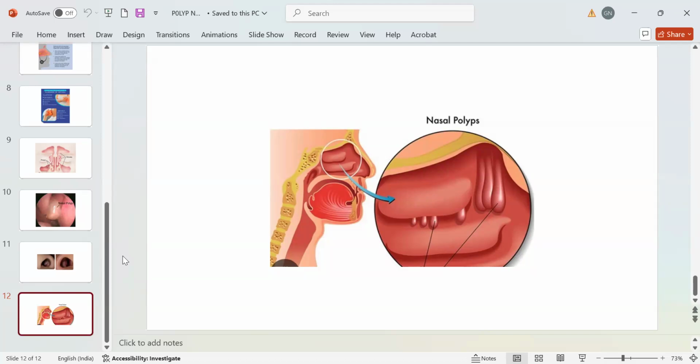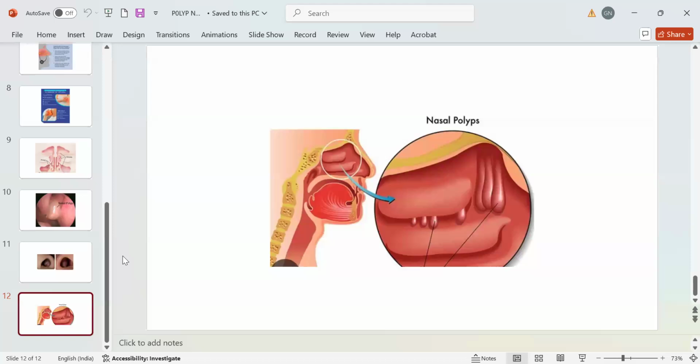After that, the management part, you all know, medication. Sometimes with a steroid spray, it shrinks. If it shrinks, then very good. If it doesn't shrink, then you try oral steroids, low dose prednisolone. If it shrinks, good. Otherwise, you go for surgical removal. So polypectomy is the surgical treatment. If you see any sign of infection, then obviously antibiotics are to be added. And polypectomy is done by functional endoscopic sinus surgery.